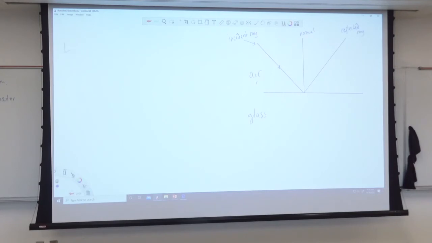And the laws of reflection tells us that the angle formed by this incident ray with the normal, this angle called this theta I, this angle of incidence is equal to the angle of reflection, this one, okay, angle formed by reflected ray to the normal.